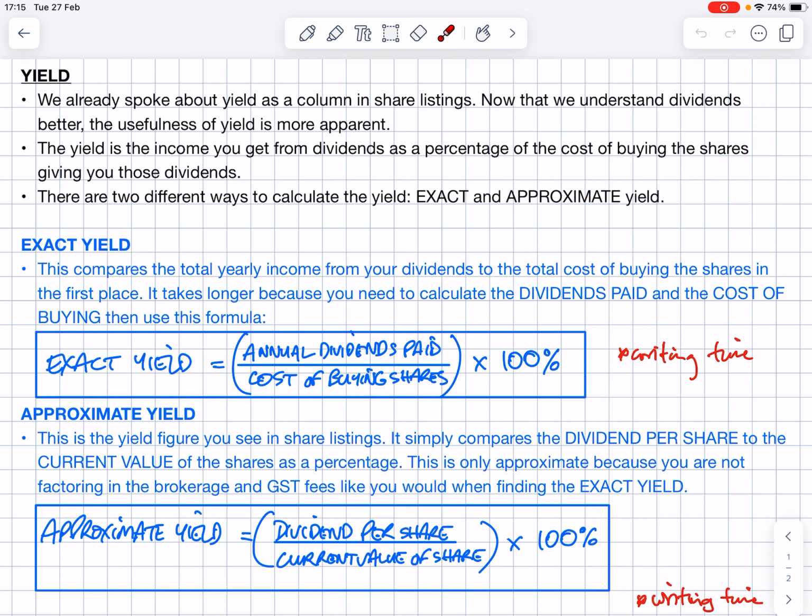So the lesson was about yield. We already spoke about yield as a column in your share listings, but that's all it was. Now that we understand dividends better, we can actually go into yield a bit more and see the usefulness of what yield is about. So the yield is the income you get from dividends, expressed as a percentage of the cost of buying the shares in the first place that are giving you those dividends. There's two different ways to calculate the yield, the exact and the approximate yield.